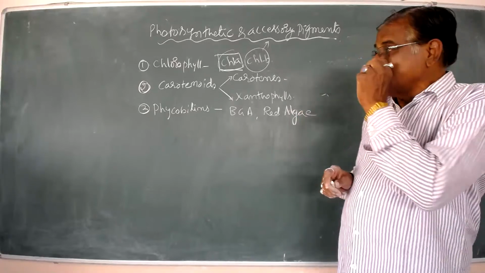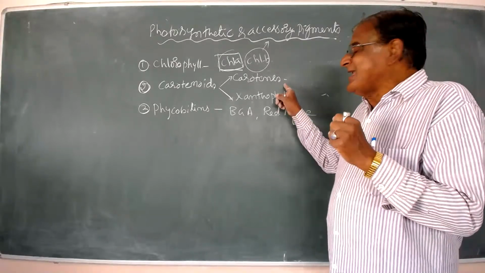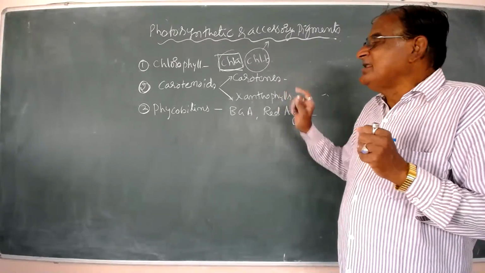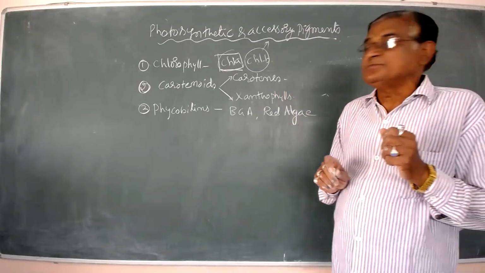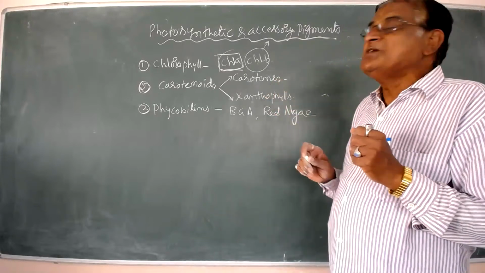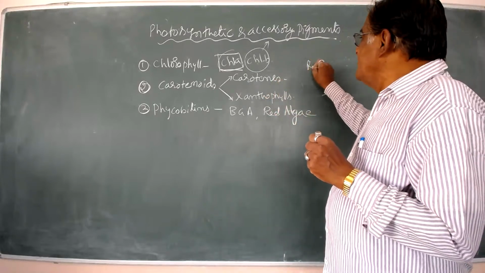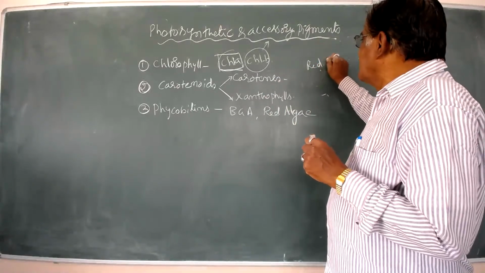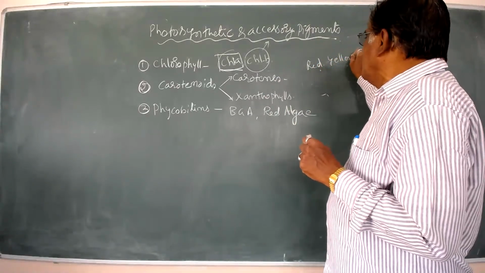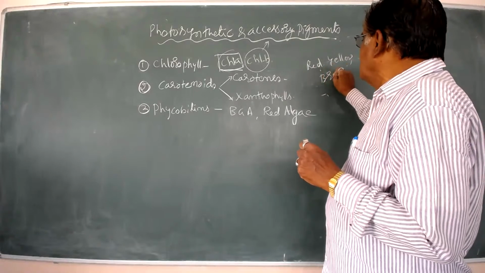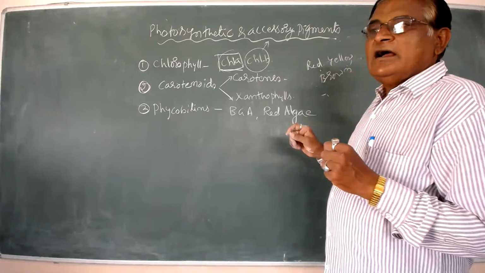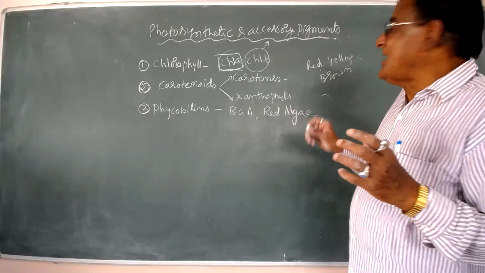And also here the most important ones are the carotenes and xanthophylls, which play a very important role in angiosperms. Especially the carotenes, usually they will be red or yellow in color. In some cases they may be yellow or brown, and there are different colors, and orange.